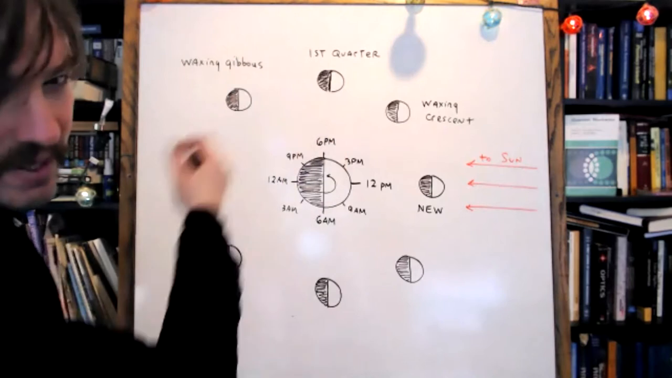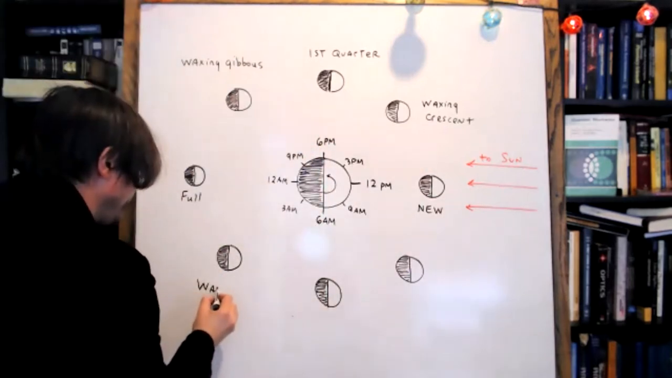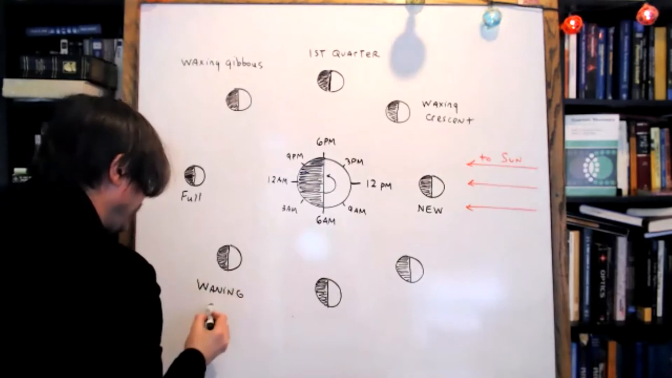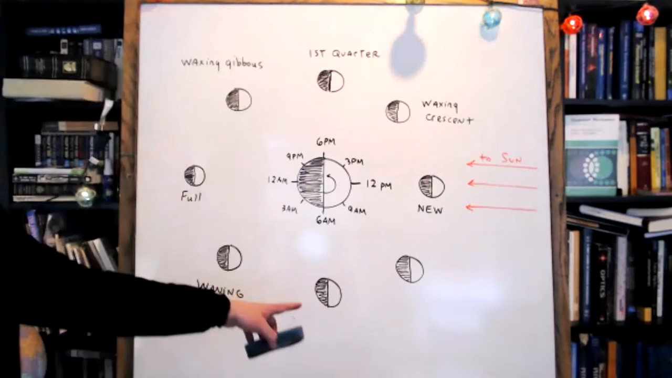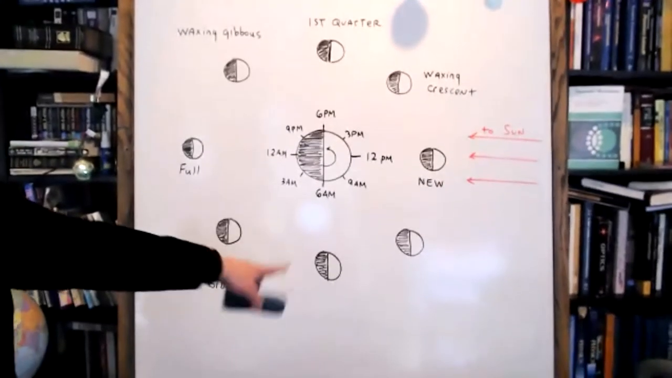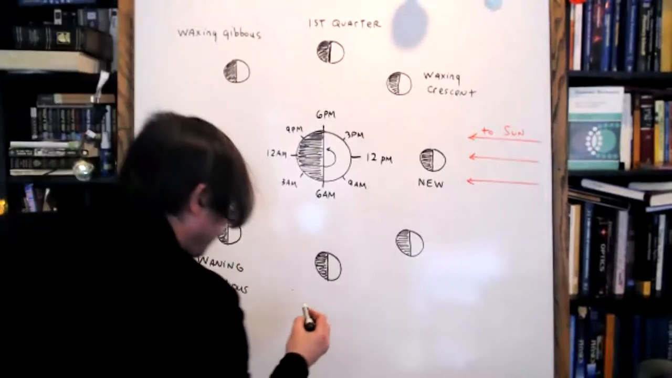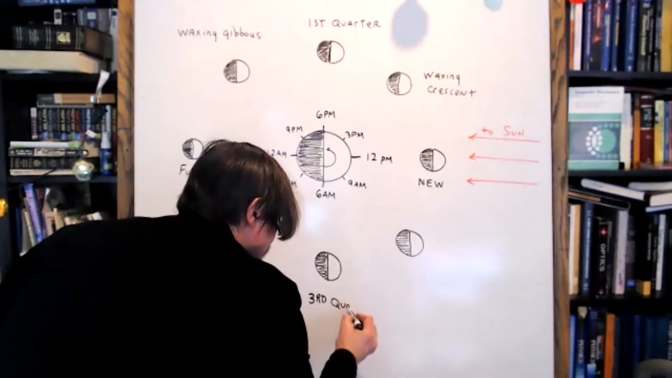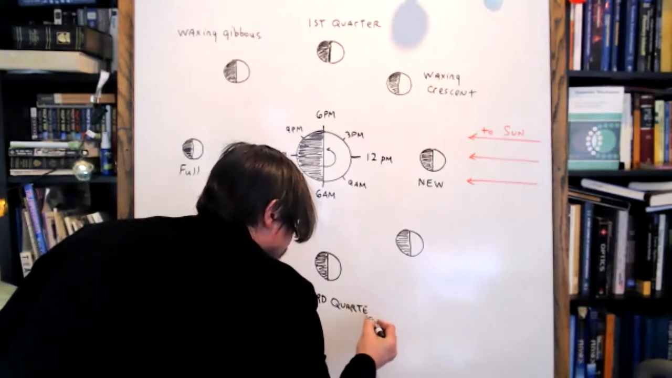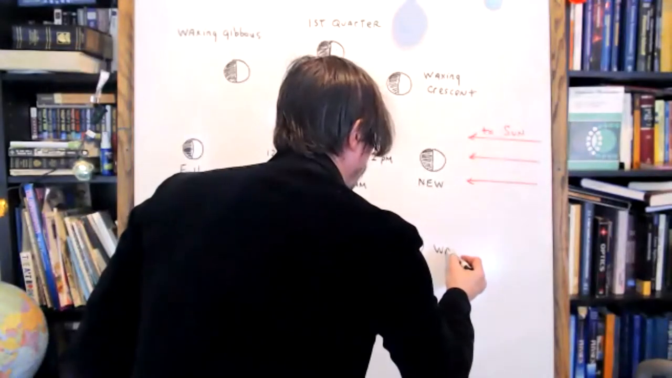This side is waning. Waning is when the moon is shrinking. So as the moon shrinks, we go to waning gibbous. This phase is called third quarter. Sometimes people call it final quarter, but I prefer third quarter. And then we have waning crescent.